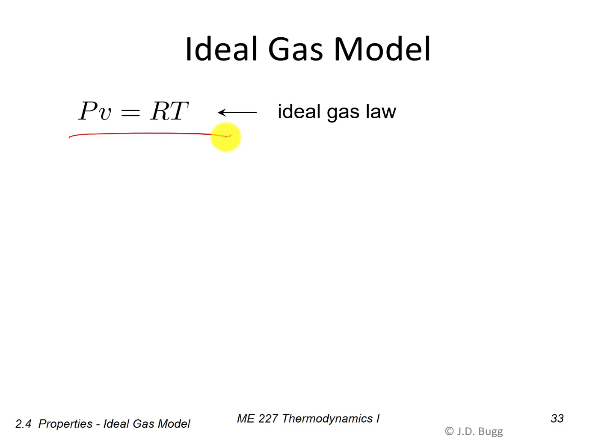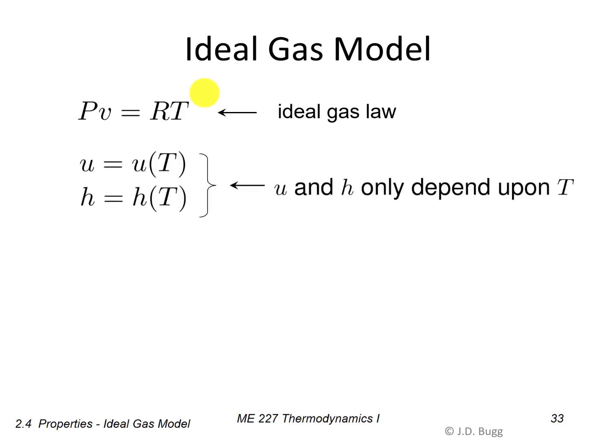Now, the other part of the ideal gas model that is just as important as the ideal gas law is that the internal energy and the enthalpy become only functions of temperature. So this is a fairly significant simplification. You remember, in general, these properties, U and H, are functions of two properties. However, for an ideal gas, that's simplified quite a bit.